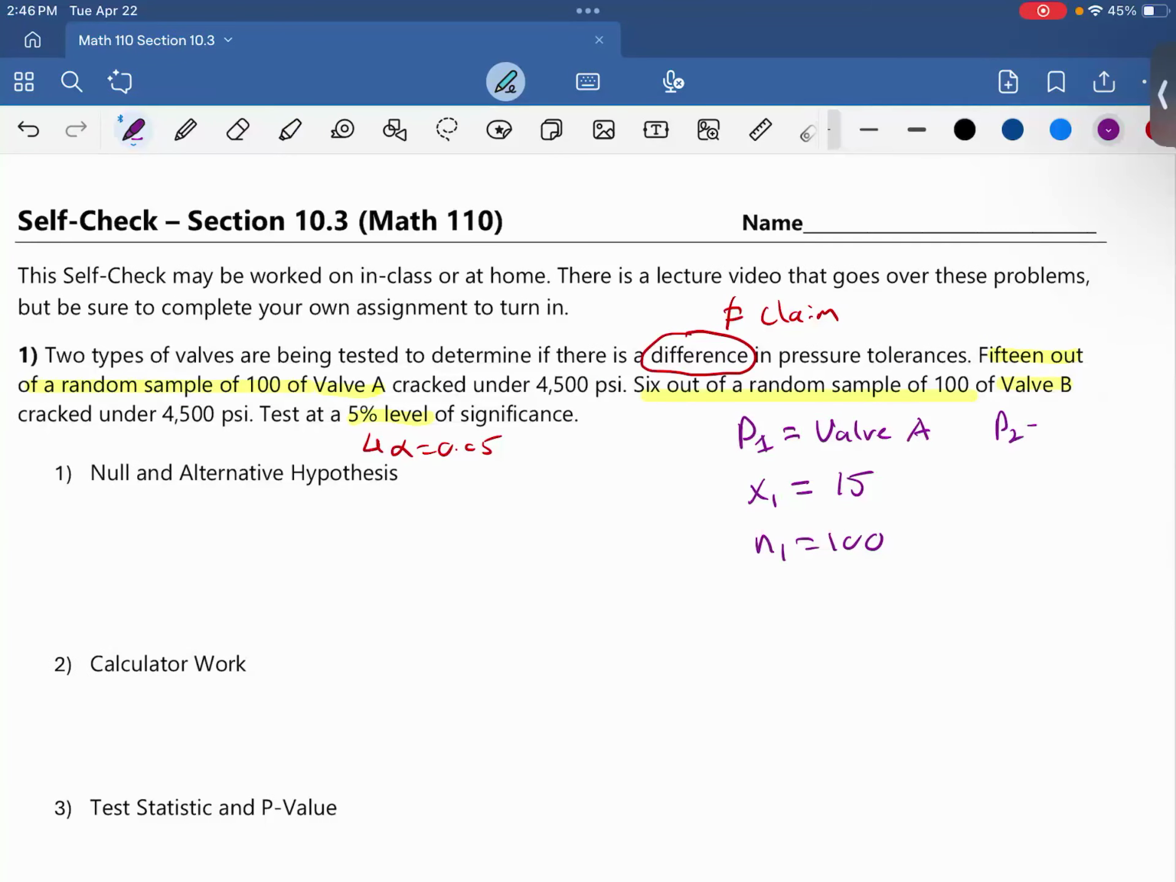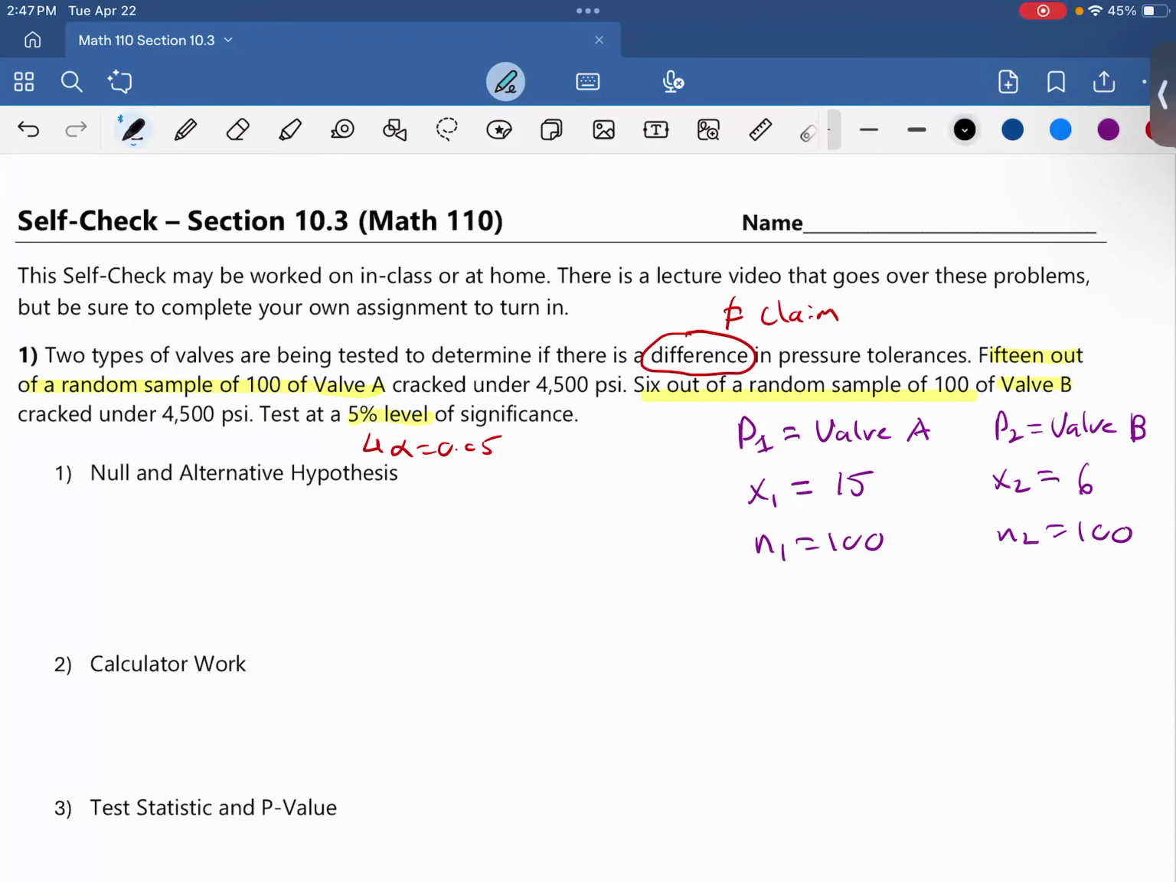And P2 is valve B, excuse me. From valve B, we're focusing on the cracked valves, and that's going to be 6. Our sample size is also 100. So the sample sizes won't always be the same. If you notice here, it's both 100. They won't always be the same, but in this case they are. But they're two separate samples, okay? They're not related.